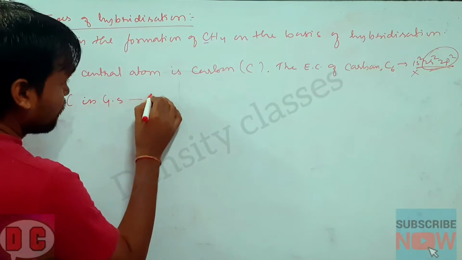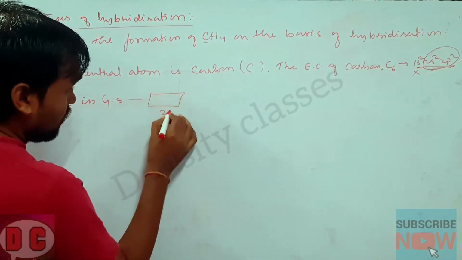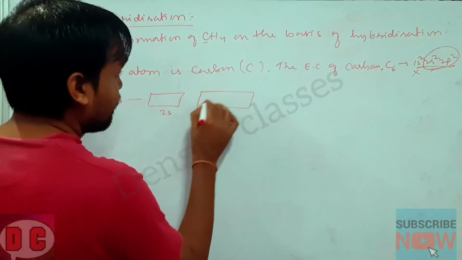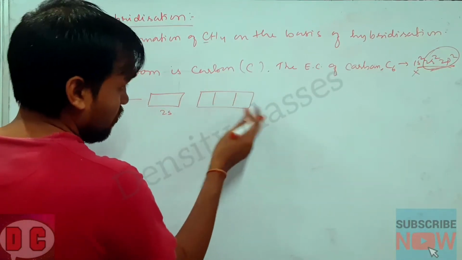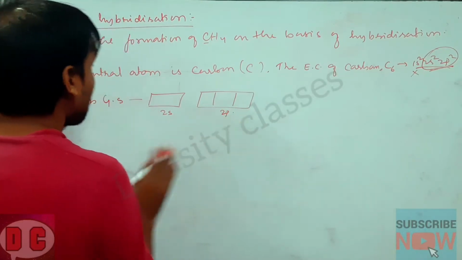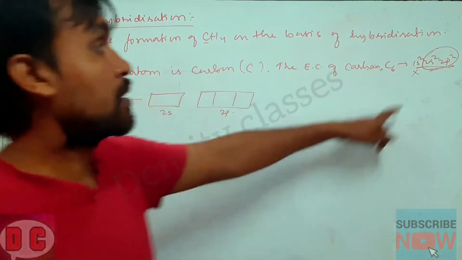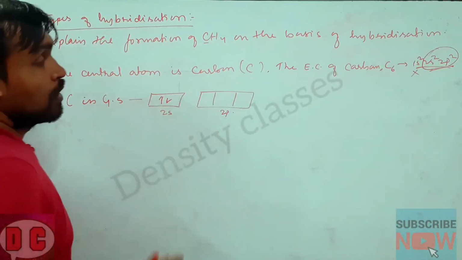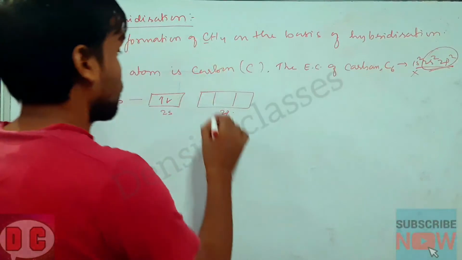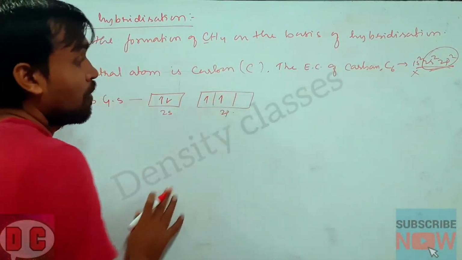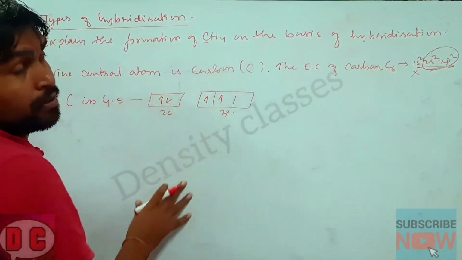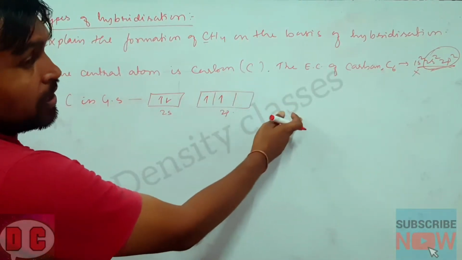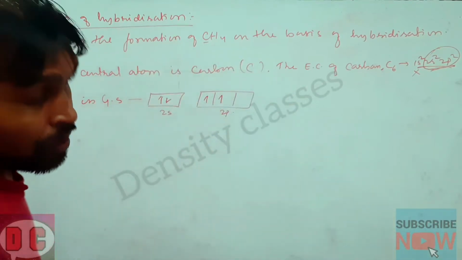We'll write here 2s, it can accommodate only 2 electrons, so only one box, and p can accommodate a maximum of 6, so there will be 3 boxes, 2p. How many electrons does 2s have? 2 electrons. And how many electrons do the p orbitals have? 2. First you have to fill singly, and after that you pair them. You cannot write 2 together in one box first.